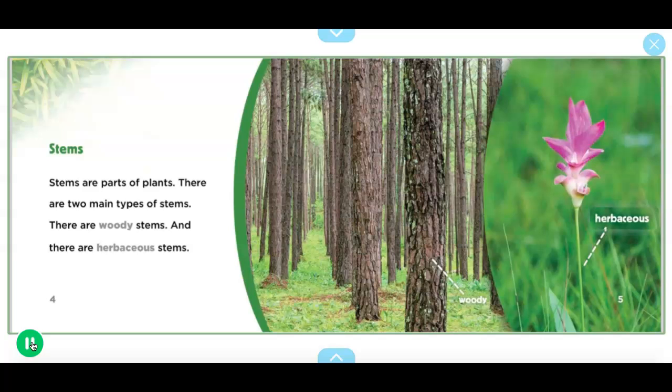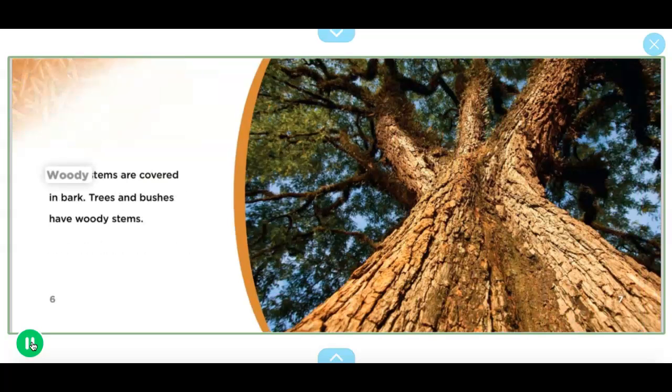Woody, herbaceous. Woody stems are covered in bark. Trees and bushes have woody stems. So again, here's another picture of a tree. This is its stem. Right here is the stem. Brings nutrients from the soil to other parts of the plant.